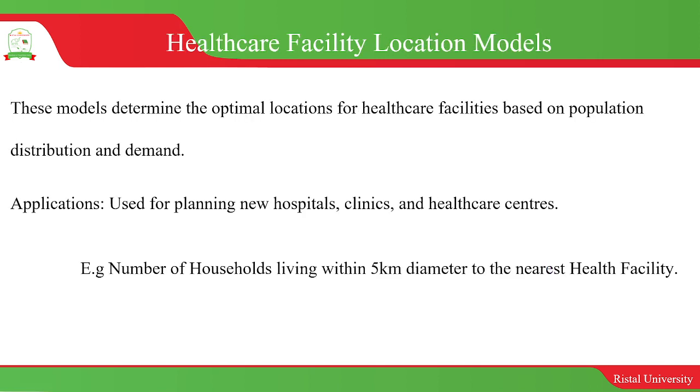Health facility location models. These models determine the optimal locations for healthcare facilities based on population distribution and demand. Already we know that before the government will think of bringing maybe a primary healthcare center or unit to an area, they first look at what is the population there. What is the size of the population there for us to be able to provide this particular service? Does it need a hospital? Does it need just a center? So there are already population parameters that they always use. Applications are used for planning new hospitals, clinics, and healthcare centers.